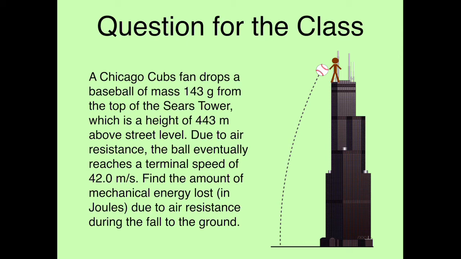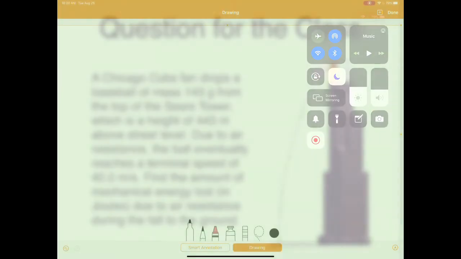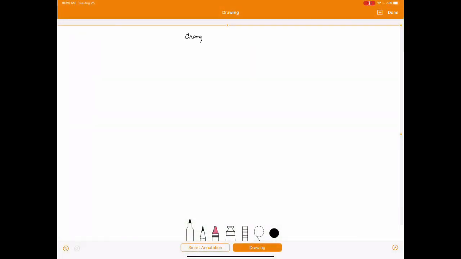What I want you to do is find the amount of mechanical energy that's lost because of air resistance as the ball falls to the ground. So remember, mechanical energy is kinetic plus potential. What I'm asking you to do here is calculate the change in mechanical energy from this starting state to this ending state where the ball is just about to hit the ground. So pause the video, see if you can work it out, and then we'll go through it together. Okay, so what we're calculating here is a change in mechanical energy.